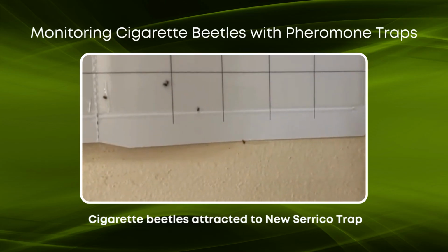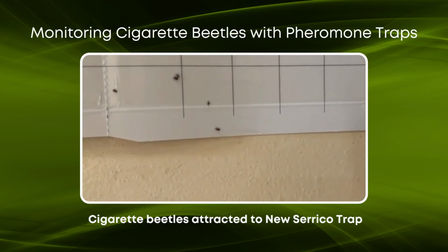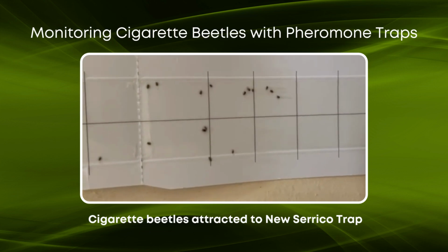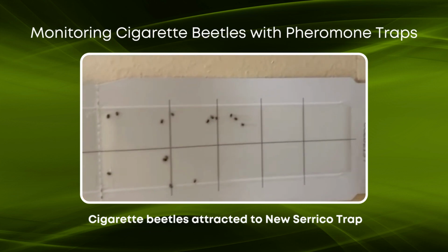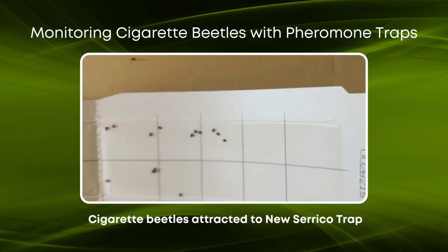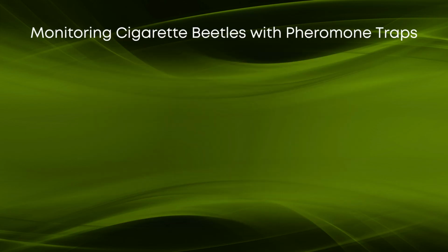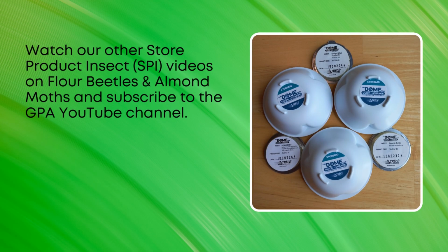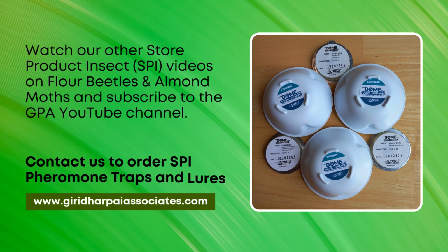Look for infested products to detect cigarette beetles when you find them in the catch trays or glue boards of insect light traps, or in Storgard quick change dome and new Serrico pheromone traps. GPA supplies the Storgard CB Plus K quick change dome and Thin Line 3 traps and the new Serrico trap to monitor cigarette beetles.